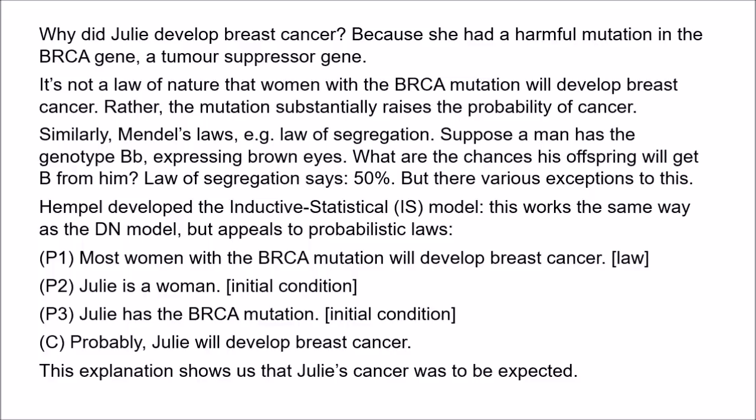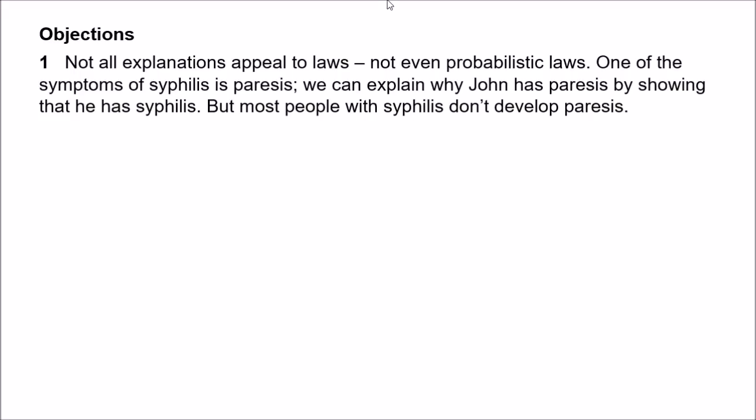And it seems like if we're going to start appealing to probabilistic laws, then it's going to become even more difficult to specify what counts as a law of nature. So that would be one problem with this kind of approach. Okay, let's turn to some further objections to Hempel's model. So first of all, it seems that not all explanation appeals to laws, not even probabilistic laws.